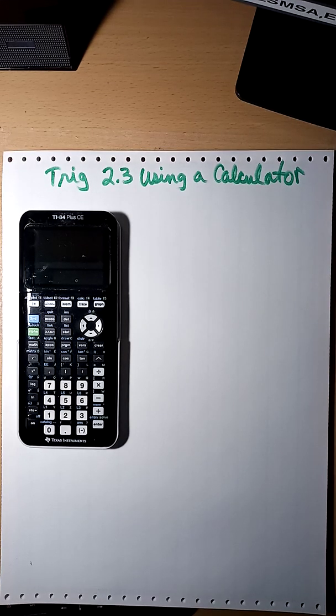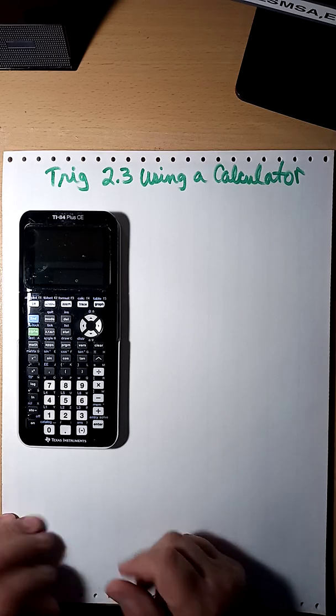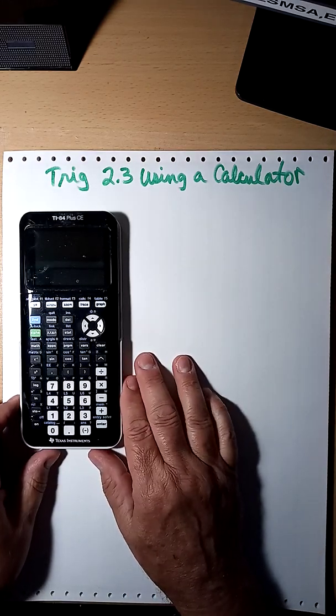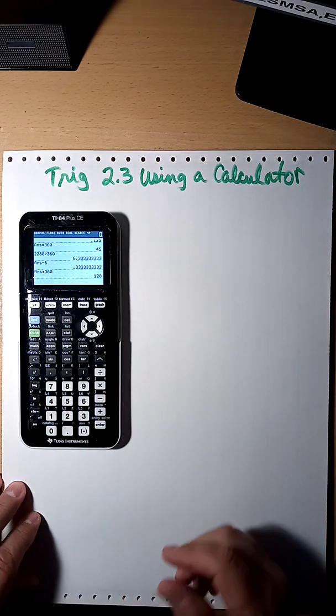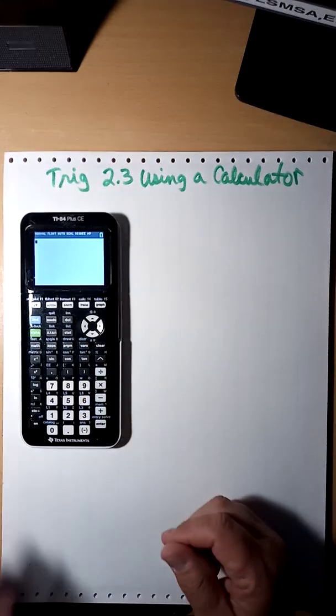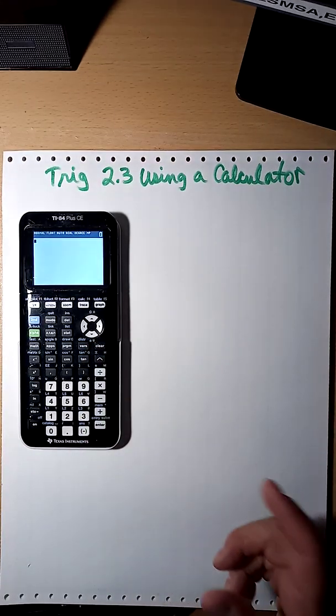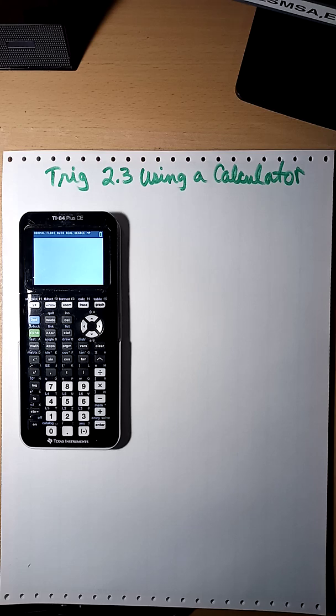Trig, section 2.3, finding trig function values using a calculator. Now you should be using this. It's listed in the syllabus, where if you don't have this, you can get a 30-day trial version on the TI website in order to get one that you can use. Hopefully you've got one that you can use here, and hopefully you can see the screen that lights up here. We'll do our best to show you the buttons to push.